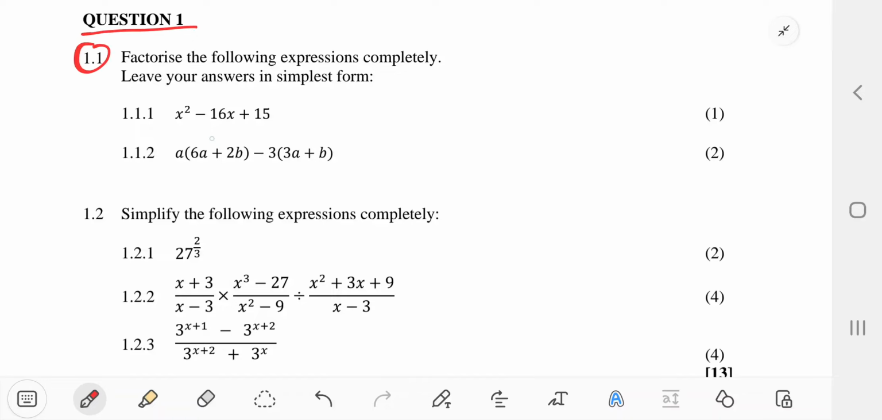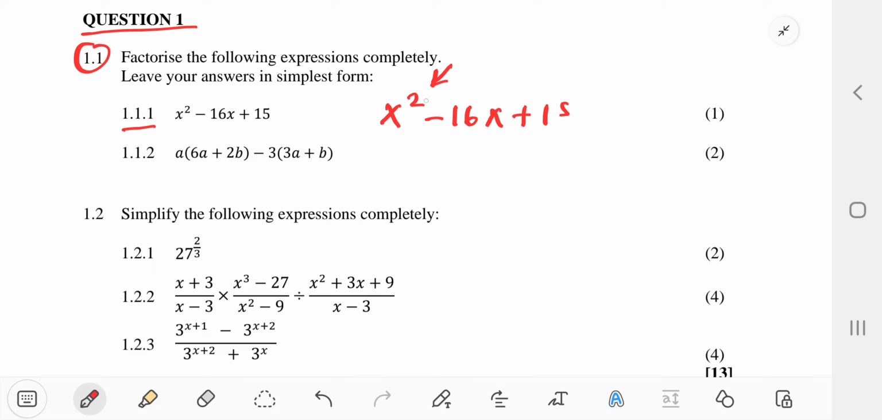Question 1, 1.1. Factorize the following expressions completely. Leave your answers in simplest form. So we have 1.1.1. x squared minus 16x plus 15.